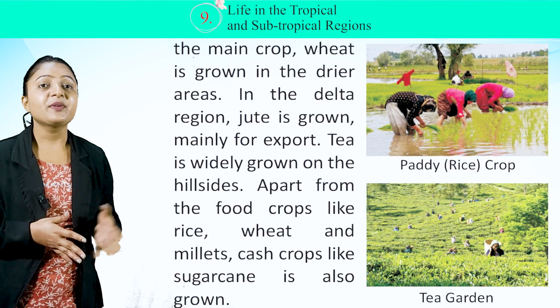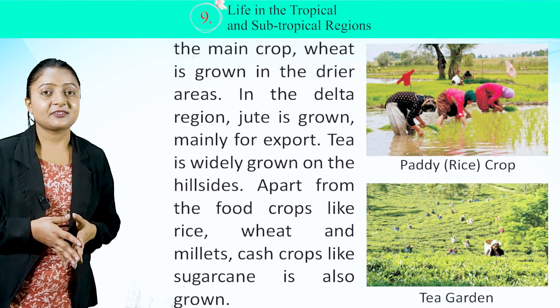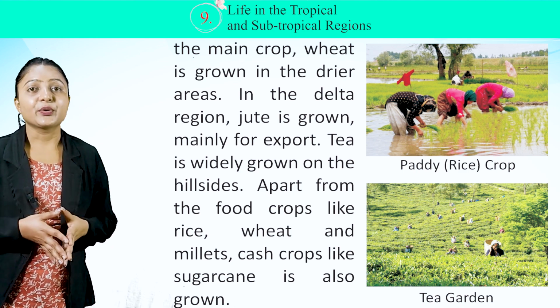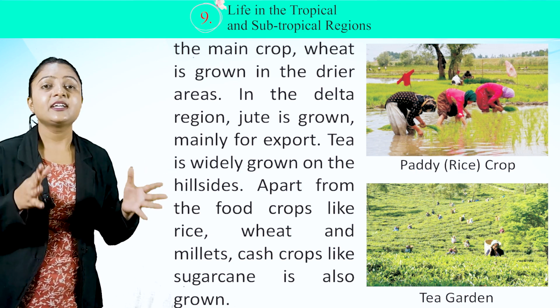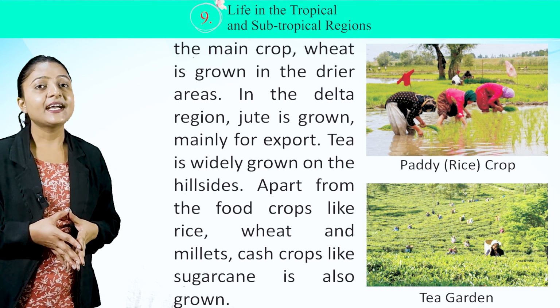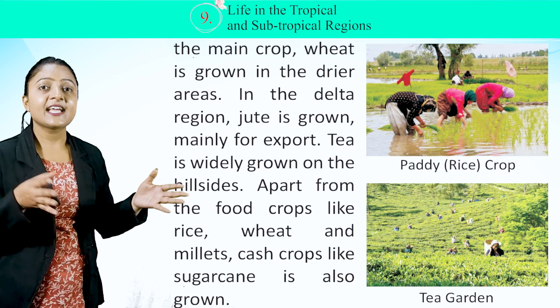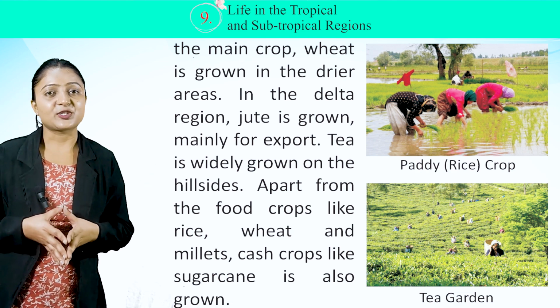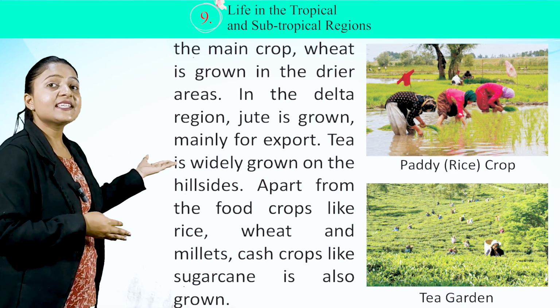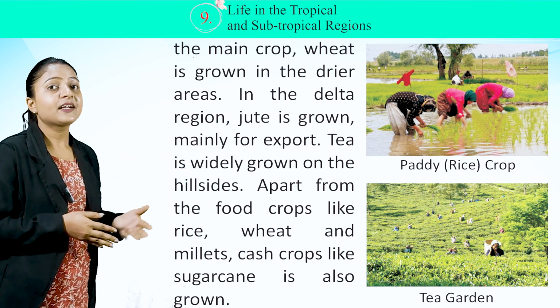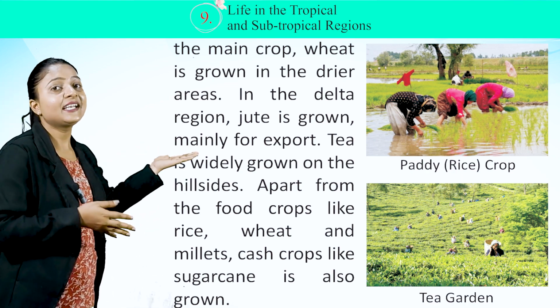Rice is the main crop. Wheat is grown in the drier areas. In the delta region, jute is grown, mainly for export. Tea is widely grown on the hillsides. Apart from the food crops like rice, wheat and millets, cash crops like sugarcane are also grown. In this image, you can see paddy, rice crop. In this image, you can see tea garden.